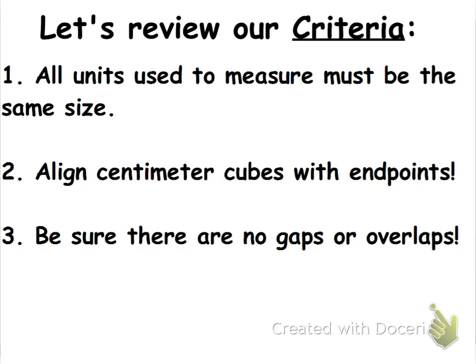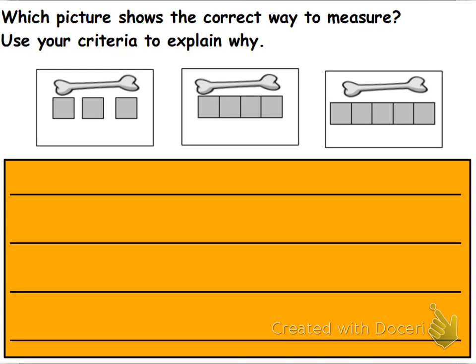Then number 2, align the centimeter cubes with endpoint. So it's going to be from endpoint to endpoint. And then number 3 is be sure that there are no gaps or overlaps. We cannot have any gaps or overlaps. So looking at this, we have to say which picture shows the correct way to measure. So we have these centimeter cubes and we're measuring this bone. So we have to look.